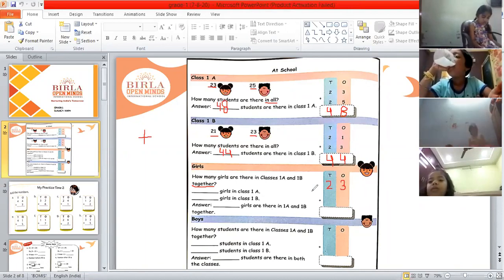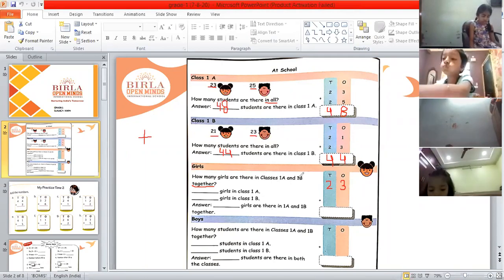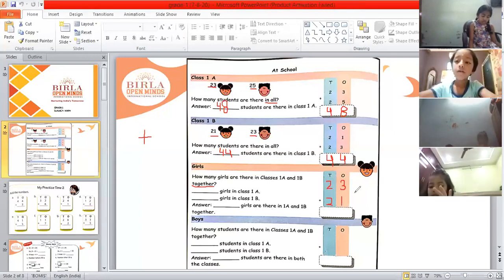Now we have to write how many girls are there in first B. So in first B class, how many girls are there? 21 girls are there. So we will write here 21 beside this plus sign. Write this in your book. So this you can write, and you have to write this here in this blank space also, children.